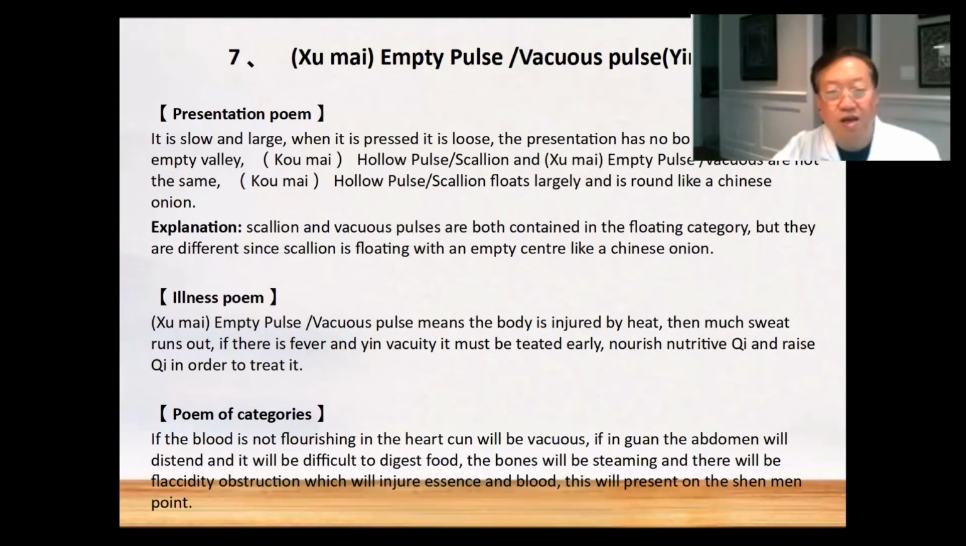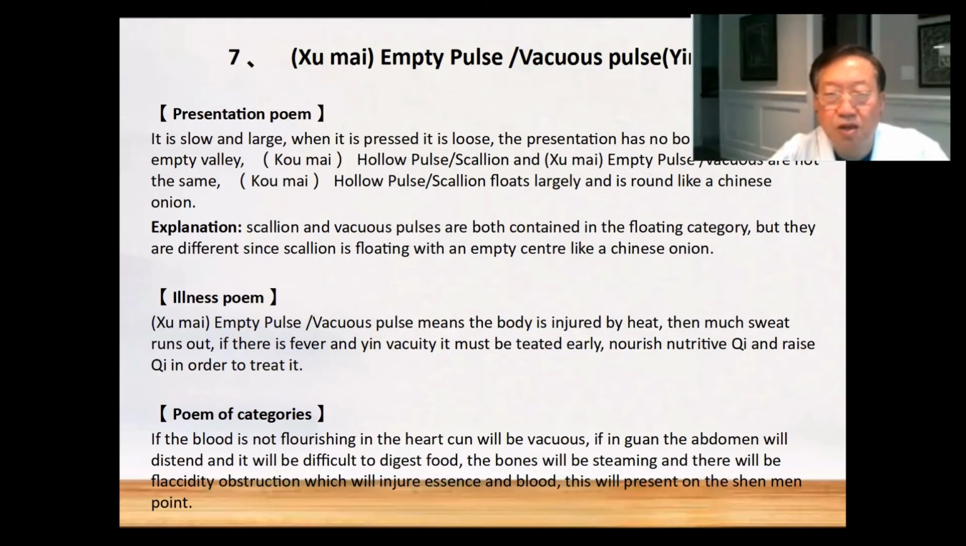Explanation. Scallion and vacuous pulses are both contained in the floating category, but they're different since scallion is floating with an empty center like a Chinese onion. Illness poem. Shumai, or empty or vacuous pulse, means the body is injured by heat. Then much sweat runs out. If there is fever and yin vacuity, it must be treated early. Nourish nutritive qi and raise qi in order to treat it.